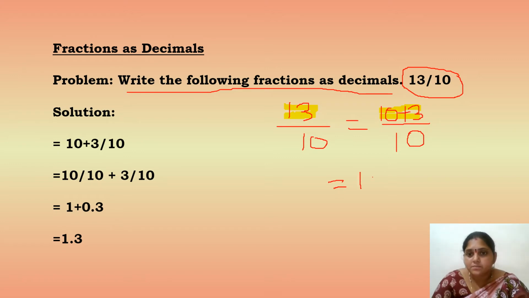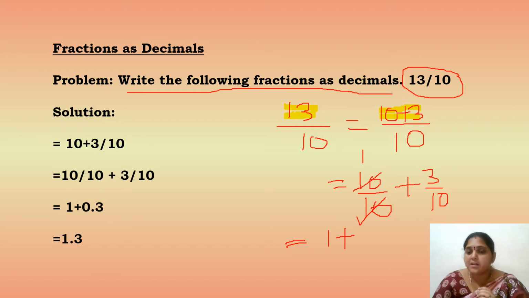Yes or no? Now we are separating the fractions with the same denominator. 10 by 10 plus 3 by 10. Now what are we going to do? We are going to cancel them. 10 and 10 get cancelled, you will be getting the number 1. Now 1 plus, as I told you before, if the denominator has only one 0, after one digit you have to put a point. Before that, not after that.